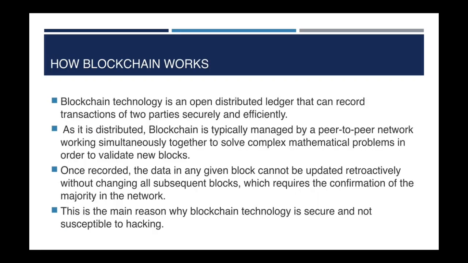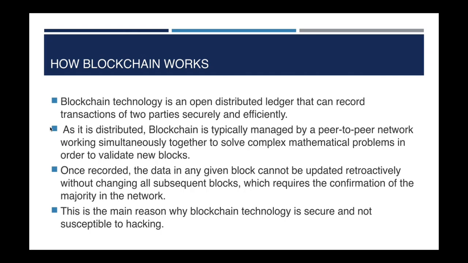Now let us understand from this slide how blockchain works. Blockchain technology is a peer-to-peer distributed ledger that can record all transactions of two parties securely and efficiently. As it is distributed, these transactions are stored inside blocks, and blocks are linked to form a chain. The creation of the block is done through a process called consensus, and this consensus should be achieved in the peer-to-peer network by each peer in the network.